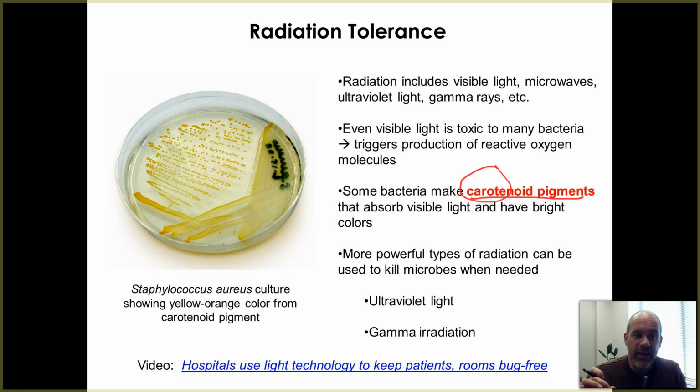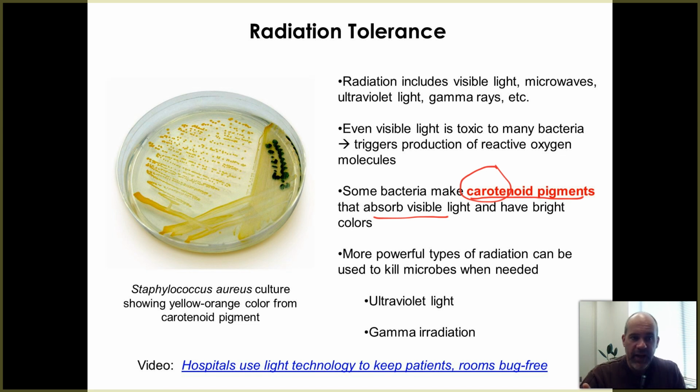Those molecules, the reason they have that color is they're absorbing a lot of the visible light. And when they do that, that gives these chemical compounds this color and causes the colonies to have that color. But by doing that, it makes it less likely that that visible light is going to be toxic for the bacteria, so it helps them survive in the presence of visible light.